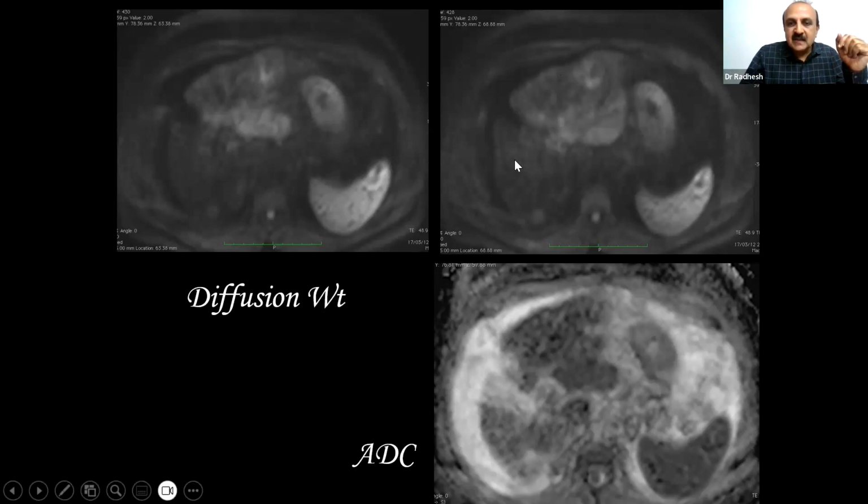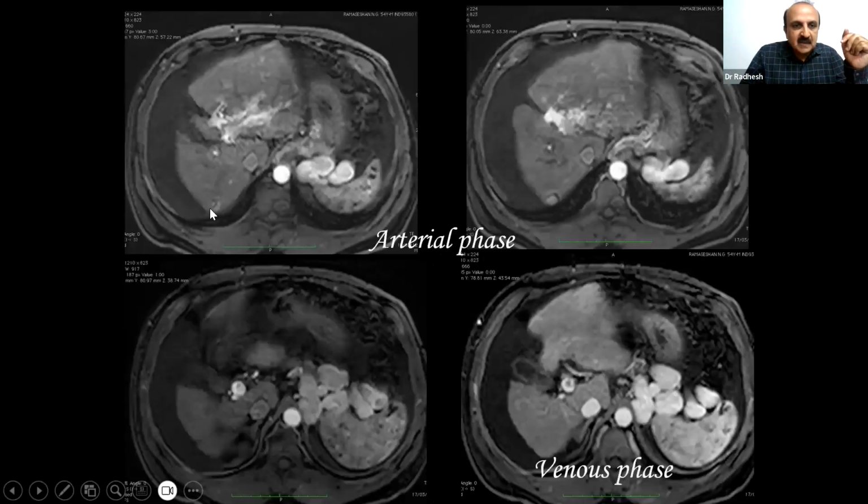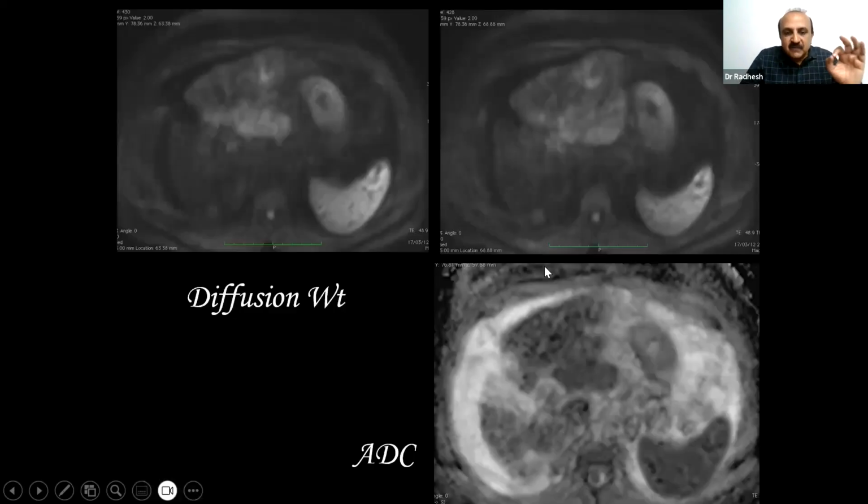You see, this is white, the normal liver is dark. There is one more small lesion here. I think this is also a lesion we saw in the previous sequence. So you could have missed this if you had just done an ordinary sequence. Absolutely. That is all I wanted to convey. So you have to tell your radiologist you want a diffusion weighted sequence.